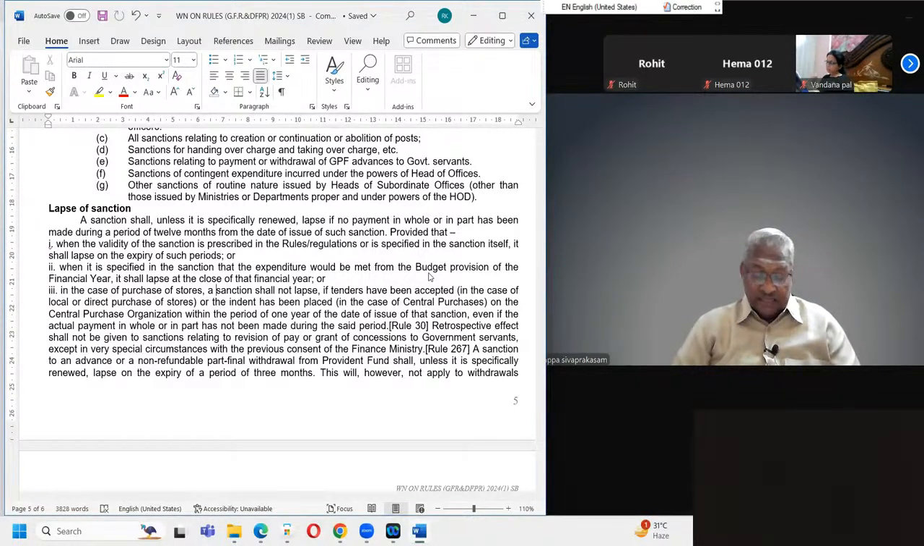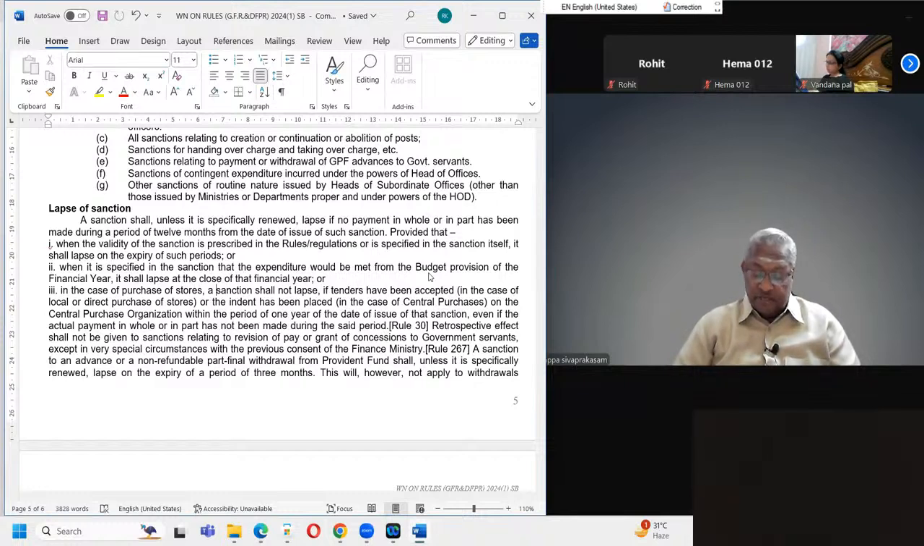Then on the central purchase organization within the period of 1 year of the date of the sanction, even if the actual payment in whole or part has not been made, proper tender procedure follow करके इंडेंट इश्यू करके उसके ऊपर ये मटेरियल सर्विस सप्लाई हो गया, on which a claim is there, then that sanction will not lapse.